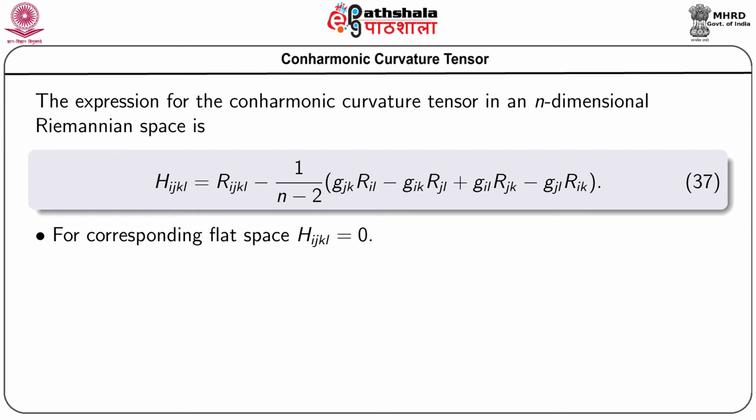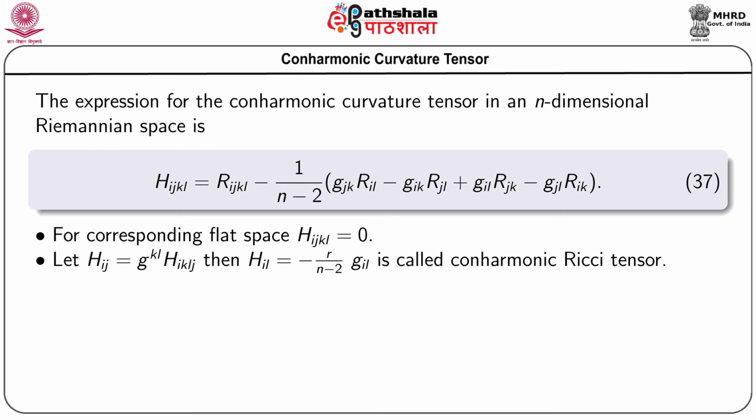So, a space is conharmonically flat if H_ijkl equals 0. Now, if I take H_ij equals g^kl H_iklj, that means the contraction has been done, then from 37 we have the expression H_il equals minus R by n minus 2 g_il, and it is called the conharmonic Ricci tensor, where R is the scalar curvature of the space.